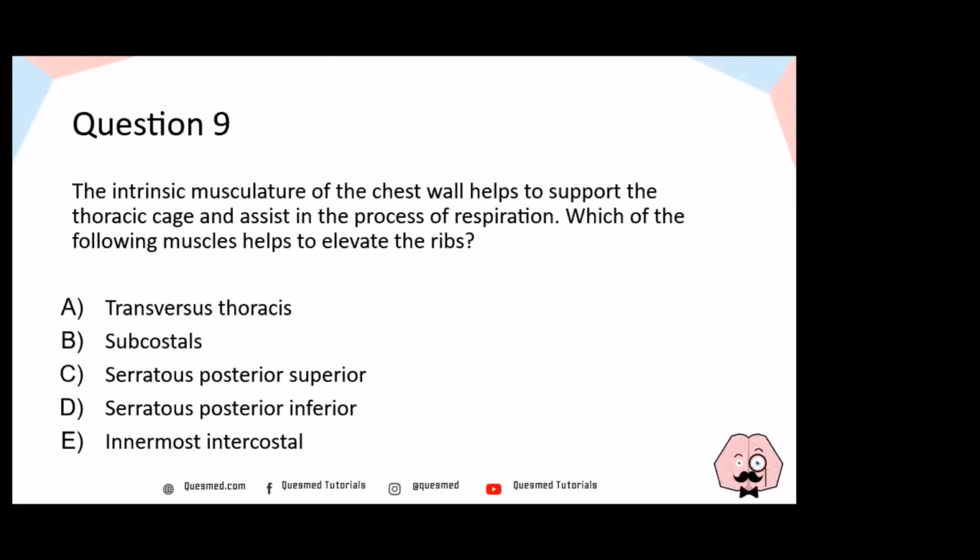So we'll just see what the answers were. Again, this one's really split everyone. 30% of people have gone with C, serratus posterior superior. 25% have said innermost intercostal. 20% have said either transversus thoracis or serratus posterior inferior. So the answer is what the majority of you said, which is C, but we'll cover all these muscles in brief detail now.